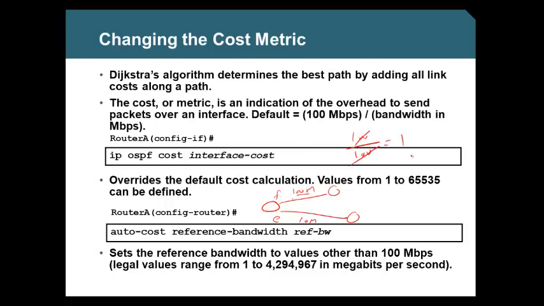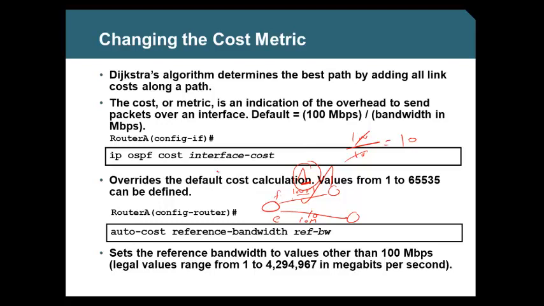In the below link, it is 100 divided by 10. What is the cost? 10. So OSPF will say, I will pick this path because this path has got a low cost. More bandwidth, low cost. You understood this part? Okay.